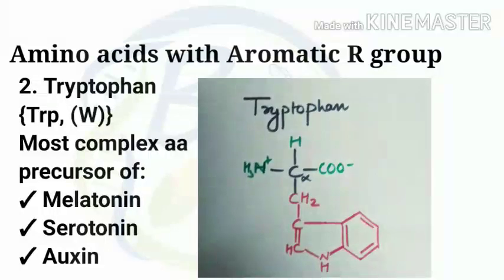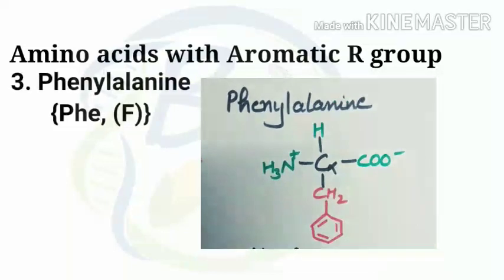The second aromatic amino acid is tryptophan. Tryptophan has an indole ring as a side group along with the alanine side chain, and it is a precursor for hormones both in humans and in plants. In humans, it is involved in the synthesis of melatonin and serotonin, whereas in plants it is involved in the synthesis of auxin. And the last amino acid in this category is phenylalanine. As the name suggests, it has a phenyl R group which is attached to the alanine moiety. So with this we are done with the structural role of all the different amino acids.